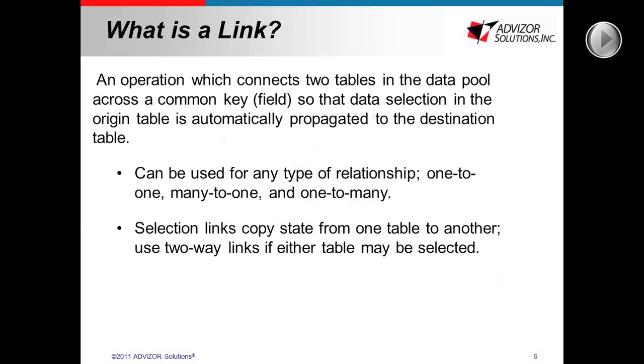And a link is an operation that connects 2 tables in the data pool across a common key field, so that data selection in the original table is propagated automatically to the destination table. And links can be used for any type of relationship, one-to-one, many-to-one, or one-to-many. And generally, selection links are two ways, because generally you want to be able to select on either table and have the selection be propagated either direction.